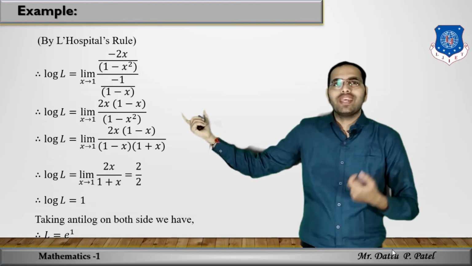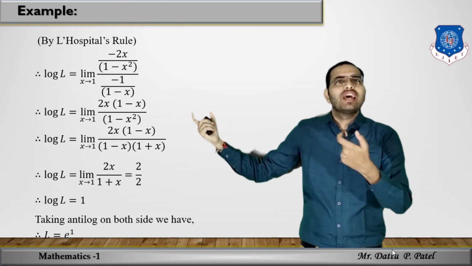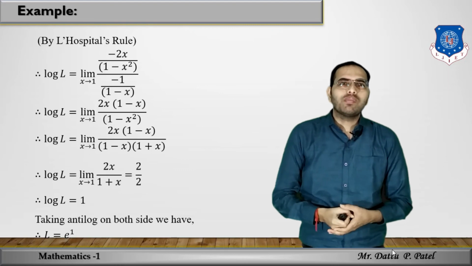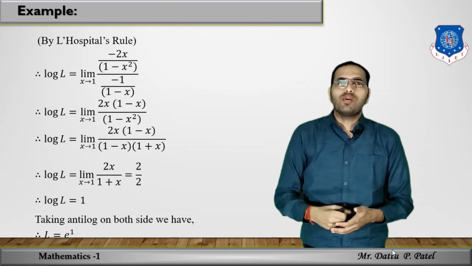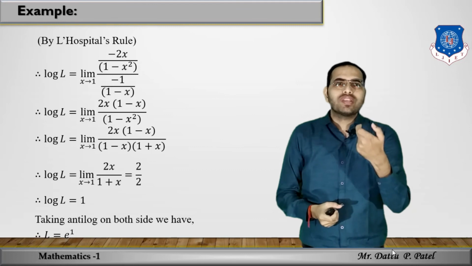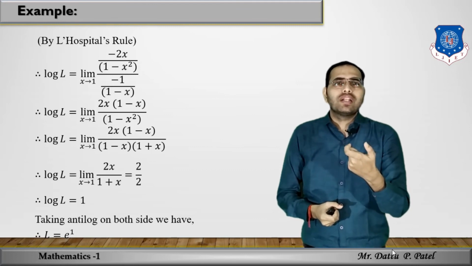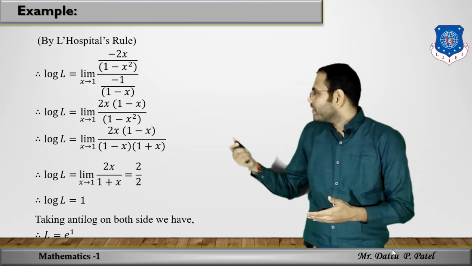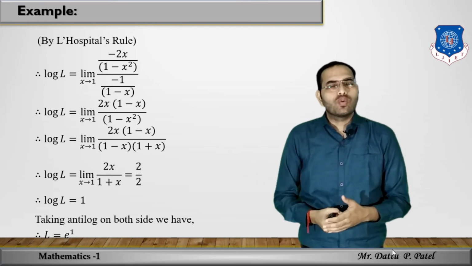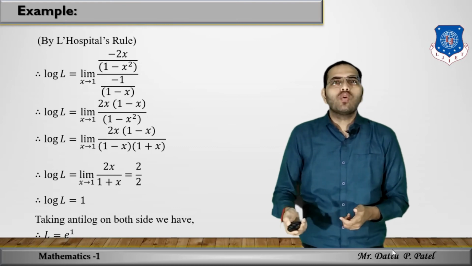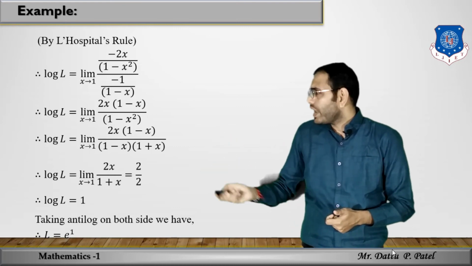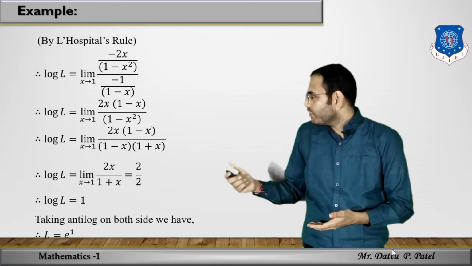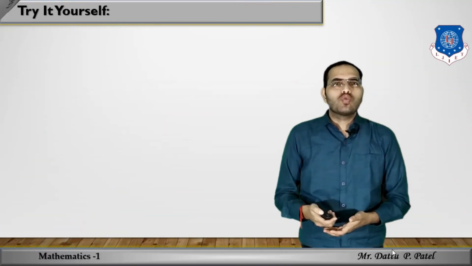Then expanding the term, a square minus b square is a minus b, a plus b. Then the 1 minus x cancels out. The remaining term becomes limit x tends to 1, 2x upon 1 plus x. Here the denominator portion has a finite value, it is not 0. Then applying the limit directly, it becomes 2 by 2, which cancels out, then log L equal to 1. Now taking antilog both sides, then L equal to e raised to 1, which is the normal value of e, that is 2.718.